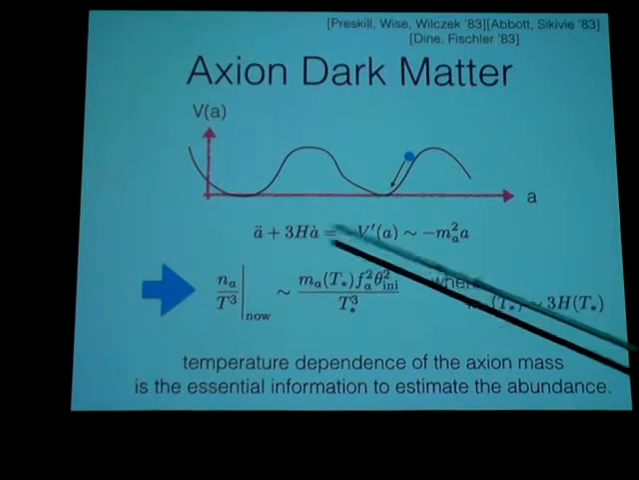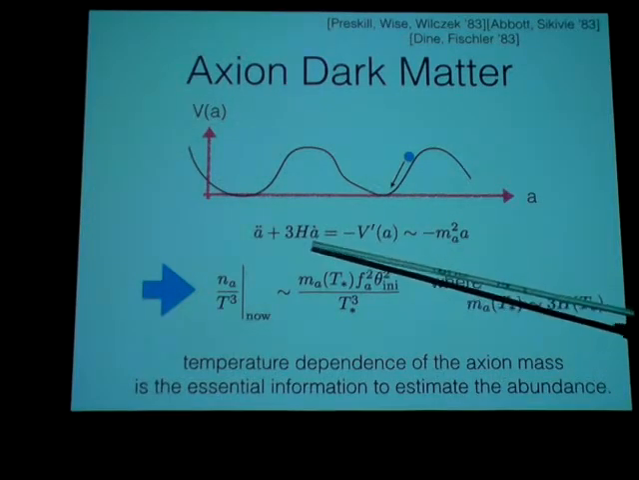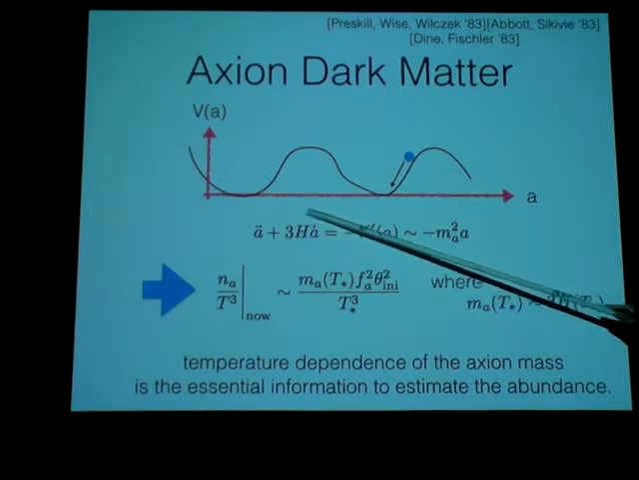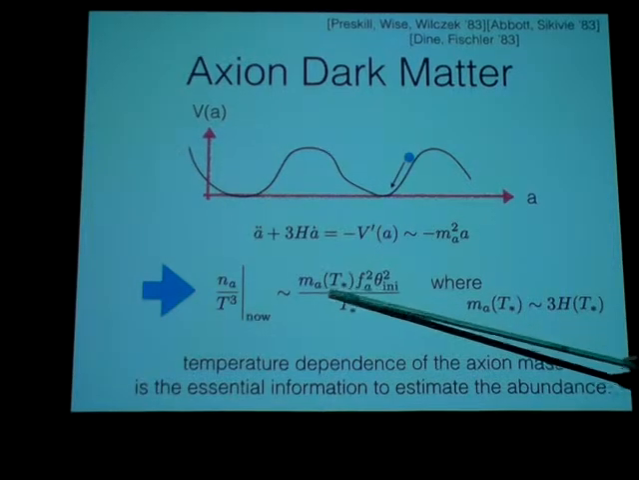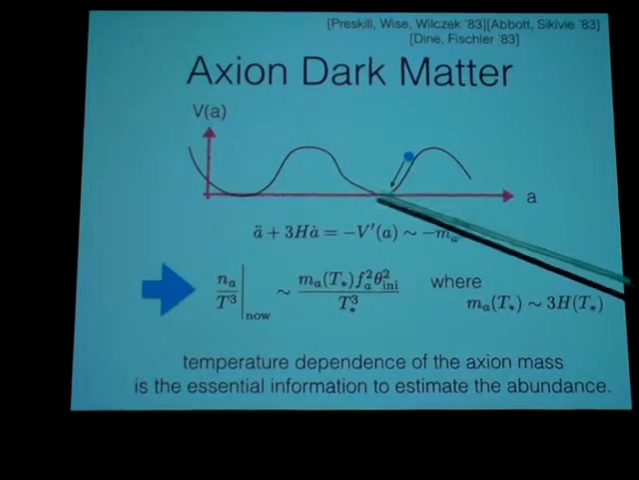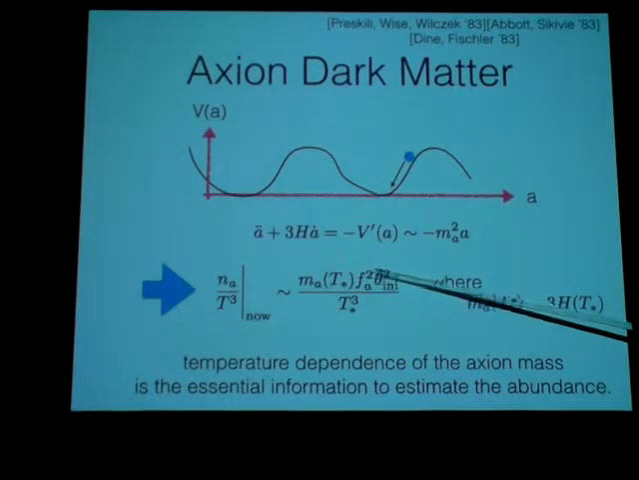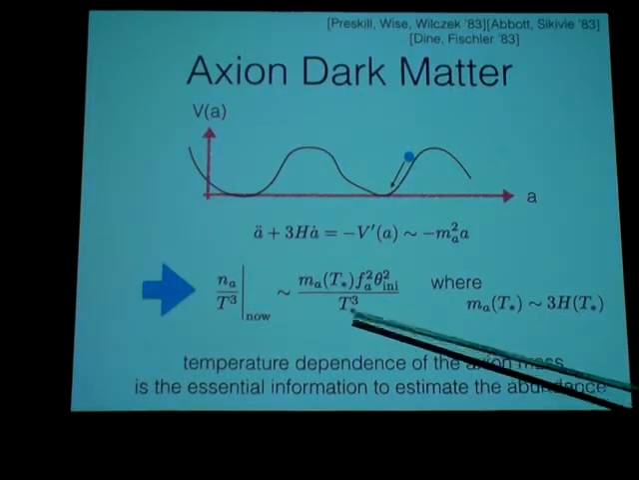Hubble friction is this one. So if the axion mass is comparable to this term, the axion feels the potential and starts to oscillate. This is the standard way to calculate. Once you know the axion mass at the time when this equation holds, then this combination is just the axion mass times the displacement, that is the distance from here to here, and the axion, the temperature. So that's it.